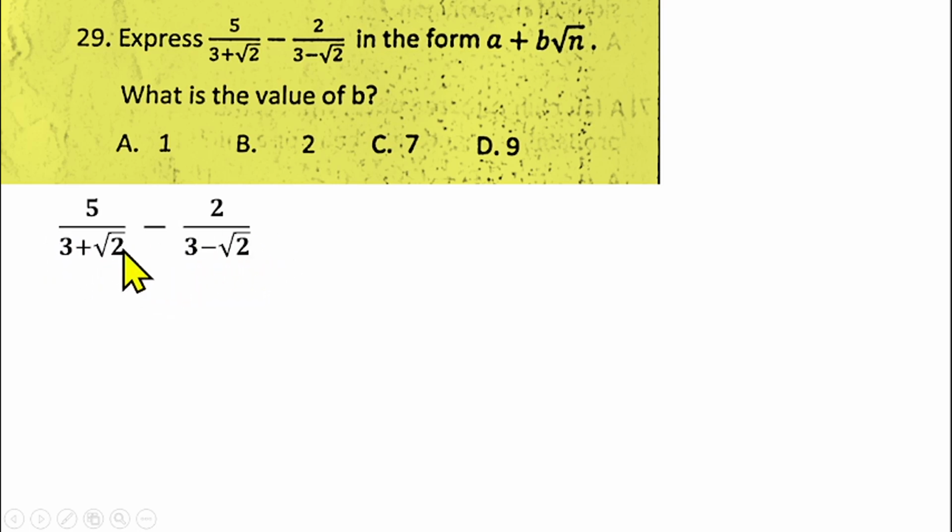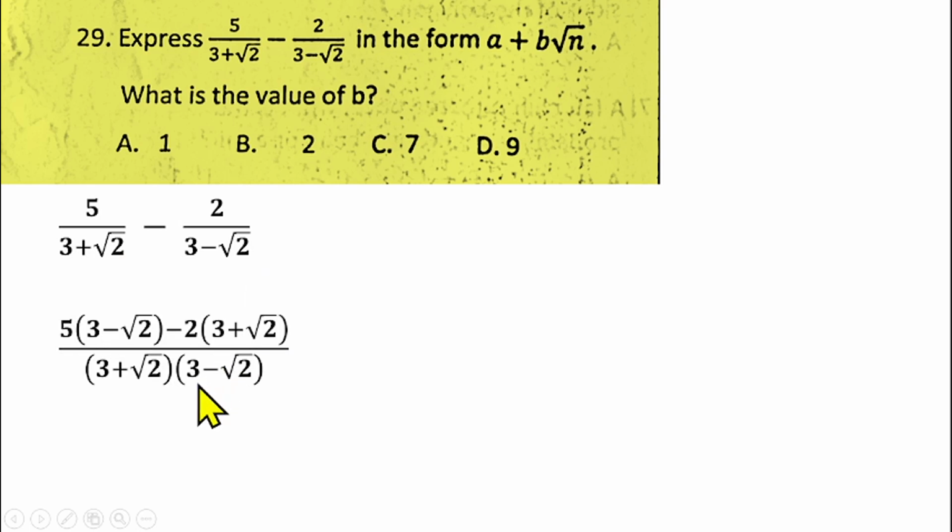And we know that the LCM of the denominators will be 3 plus surd 2 into bracket 3 minus surd 2, which is a difference of 2 squares. Then 3 plus surd 2 in this, that will leave us with 3 minus surd 2 multiplied by 5. That will give us 5 into 3 minus surd 2. Then minus, 3 minus surd 2 in this, that will give us 3 plus surd 2 multiplied by 2. That will give us this.